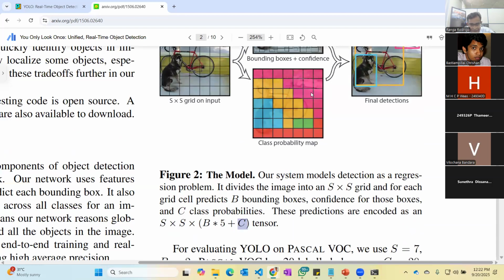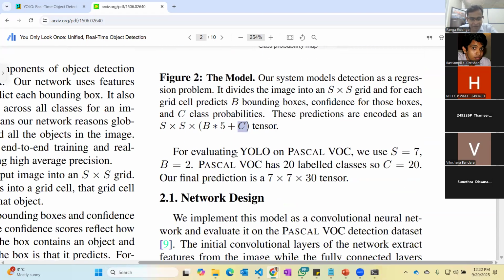So in this cell, what is the bicycle probability? What is the car probability? What is the dog probability? And so on. But that cell will have the highest probability for the class of the objects that are centered in that cell. One example: for evaluating YOLO on Pascal VOC, we use S equals 7, 7 by 7, B equals 2, 2 bounding boxes. Pascal uses 20 label classes, so C is equal to 20. So then the final prediction tensor is 7 times 7 times 30. I hope that this is clear to you.